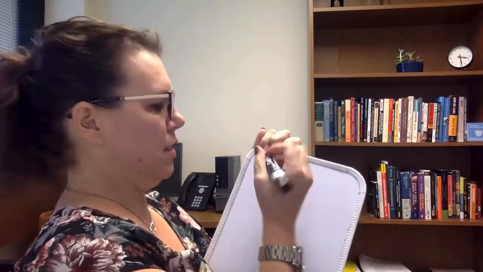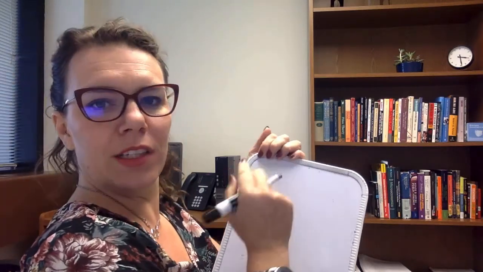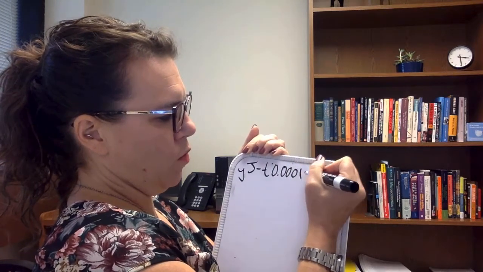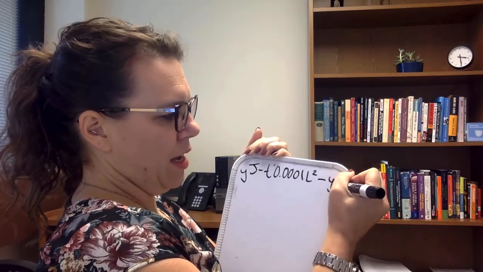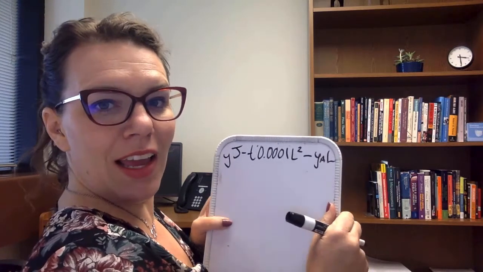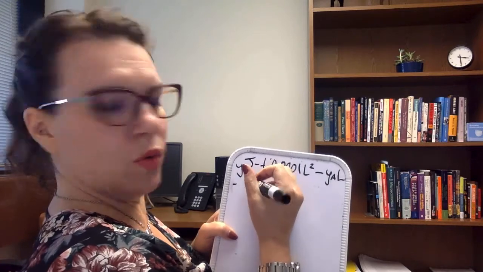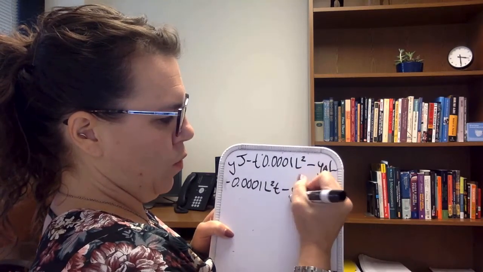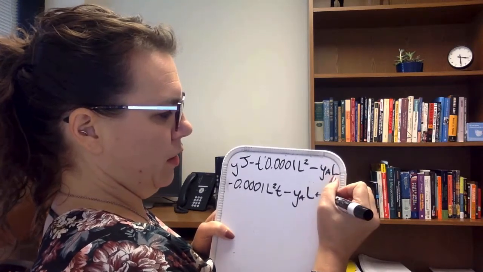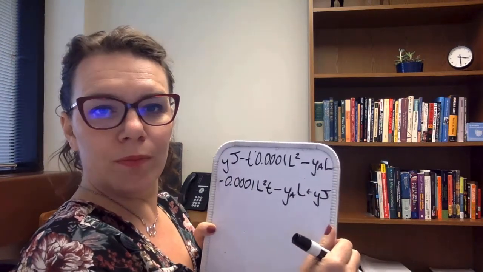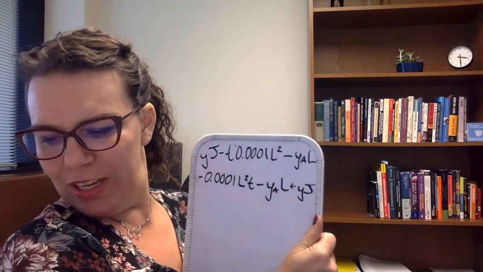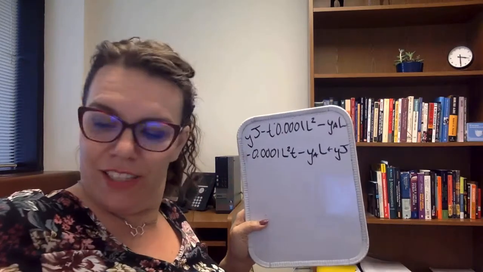So the equation we're left with is, well, here, let's write it the way we started out with first. We've got YJ minus T times 0.0001 L squared minus YAL. We can rearrange terms and get negative 0.0001 L squared T minus YAL plus YJ equal to 0. Now, what we can do is substitute in an income given by the problem of $10,000, all right?